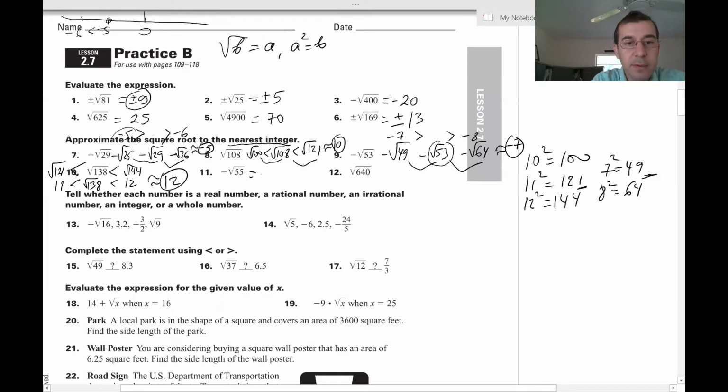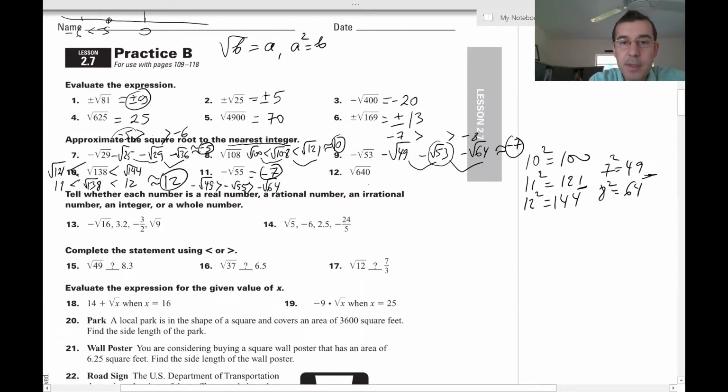Number 11, this is minus the square root of 55. 7 squared is 49, and 8 squared is 64, so minus square root of 55 is between 49 and 64, and these are minuses. This is minus 7, this is minus 8, and minus 7 is greater, so the sign is like this. 55 is closer to 49, so this is minus 7.